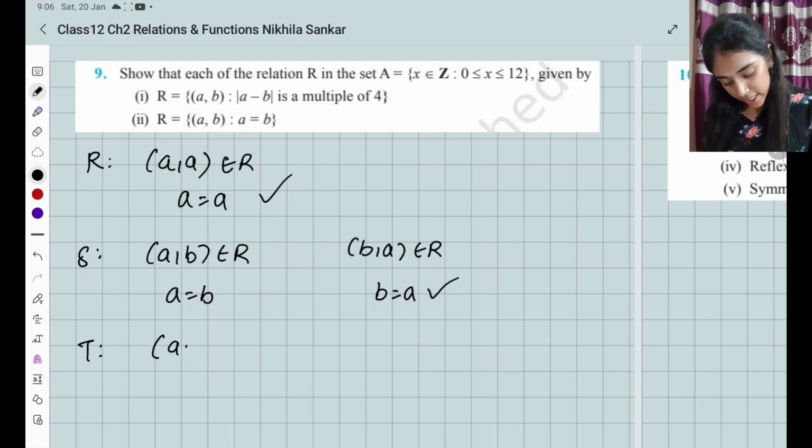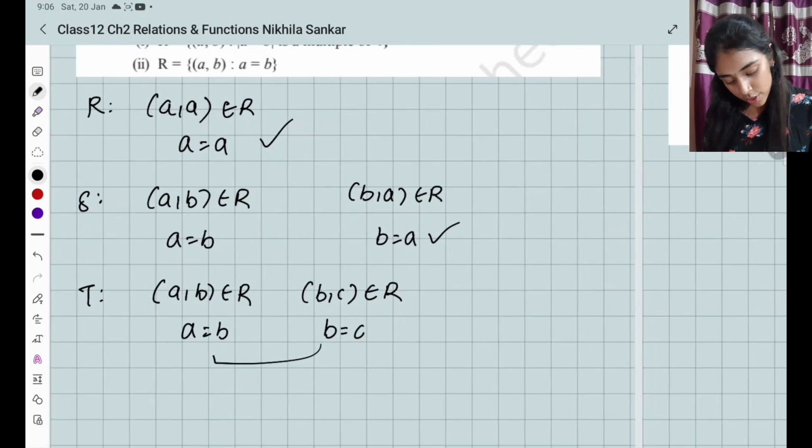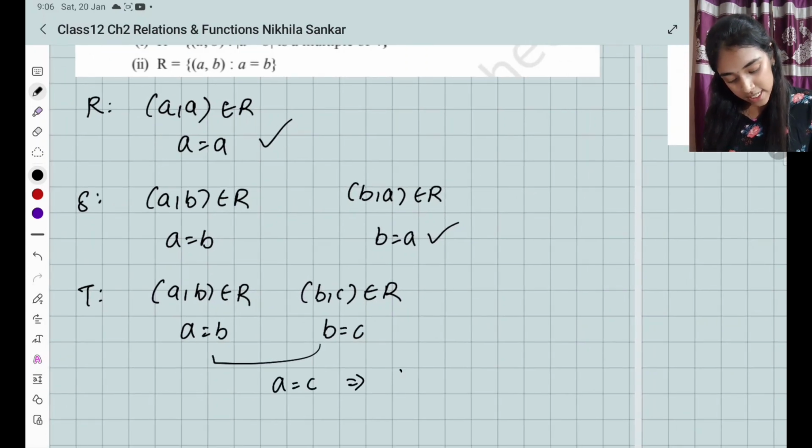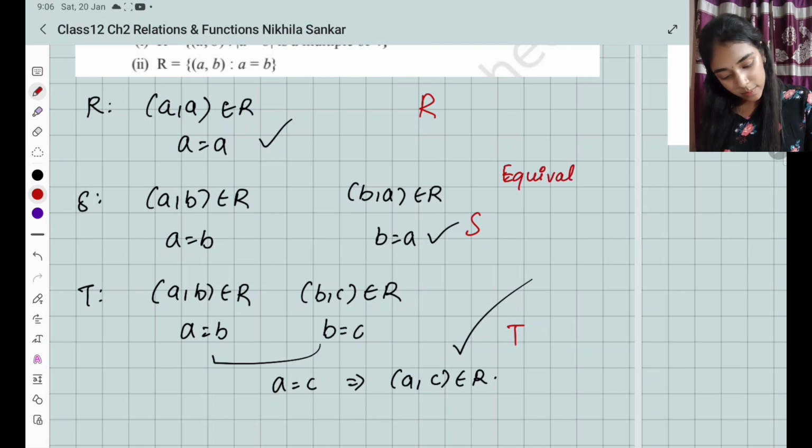Now what is transitive? You have a comma b belongs to R, which means a equals b. And you have b comma c belongs to R, which means you have b equals c. So what does that mean? From these two you can say that a equals c. From this you can say that a comma c belongs to R. So this is also going to be transitive. So you have reflexive, symmetric and transitive, and hence it's an equivalence relation. Okay, please copy.